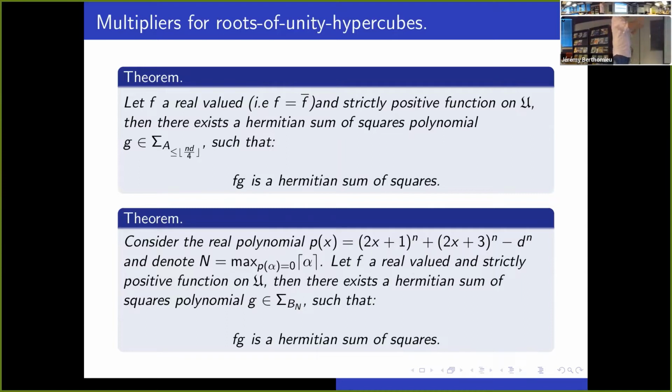and you can reformulate the theorem like this: let f be real valued and strictly positive on U. Then there exists a Hermitian sum of squares polynomial G, in the version of the cubical degree, in sigma B_n, such that f times G is a Hermitian sum of squares.